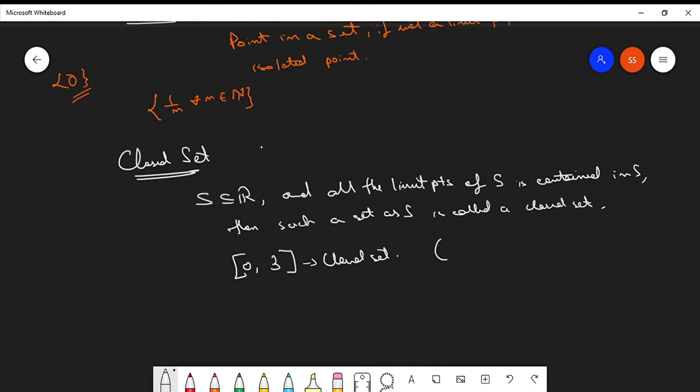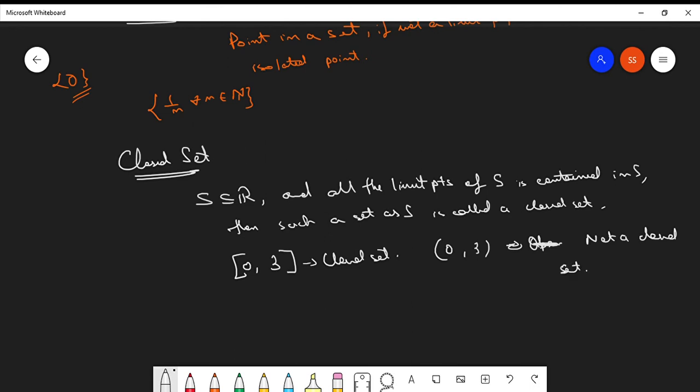On the other hand, if you have 0, 3 as an open interval, 0 is a limit point of this interval, but 0 is not contained in this particular set. So this is not a closed set. We cannot say that if it is not open then it's closed.